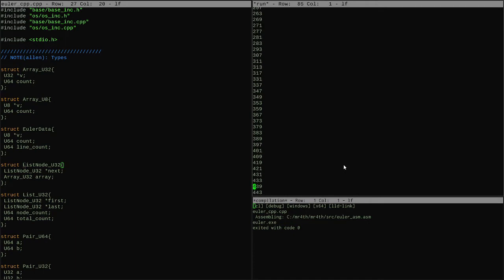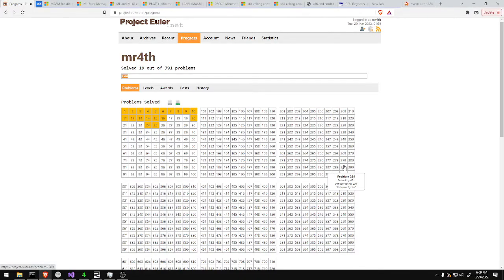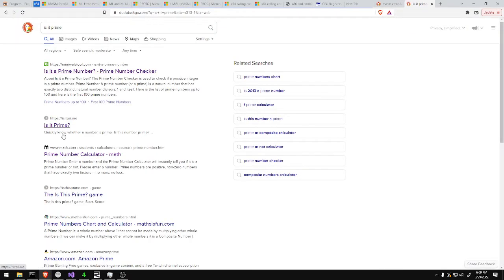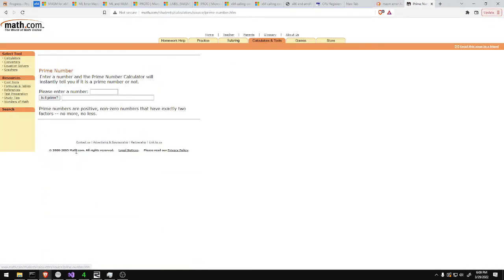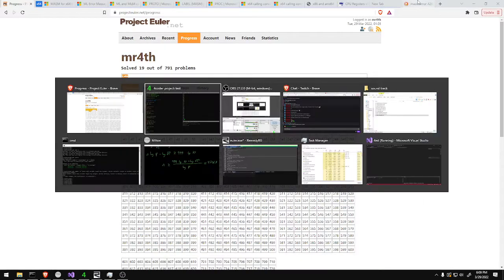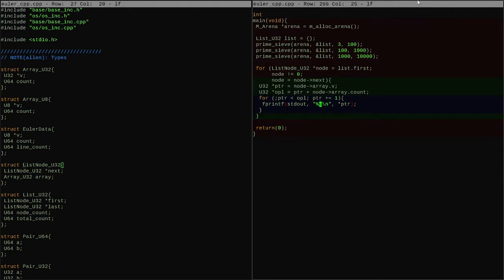Let's take one of the higher numbers here and just test real quick. Is it prime? Oh, no. Give me the one I like. This one. Yeah, I like this one because it tells you if it has a factor. Okay. So our prime sieve looks good.